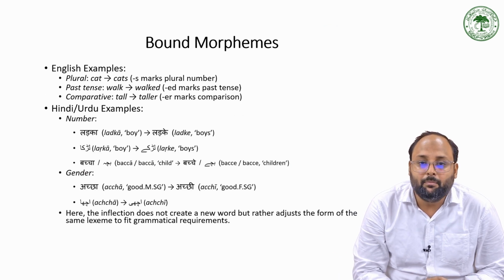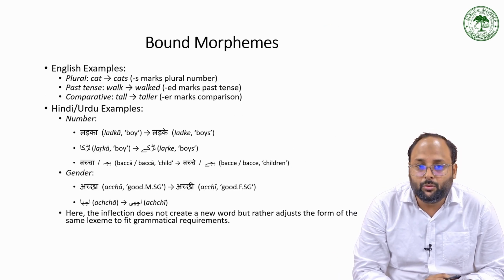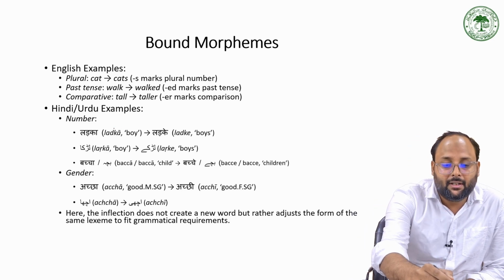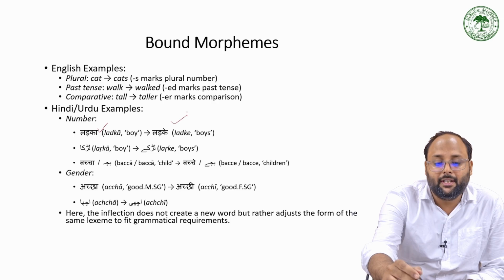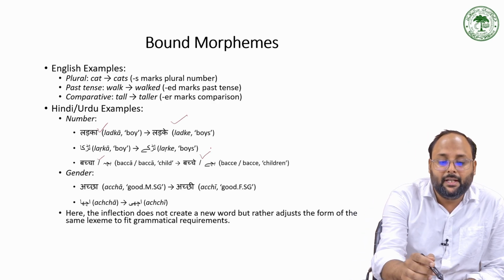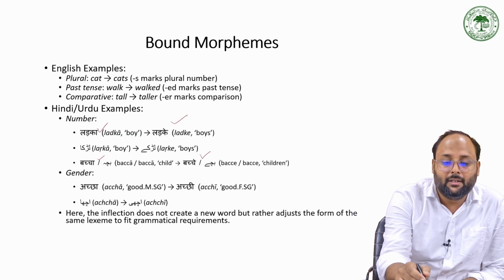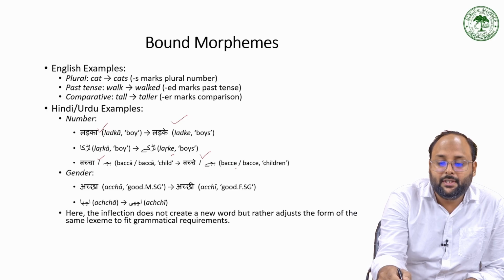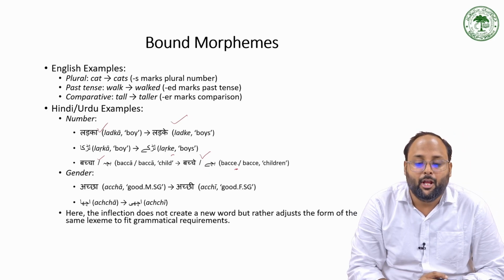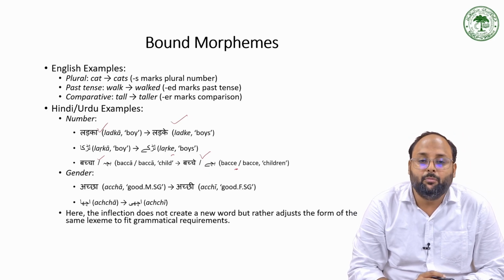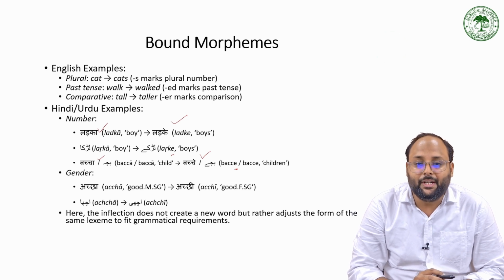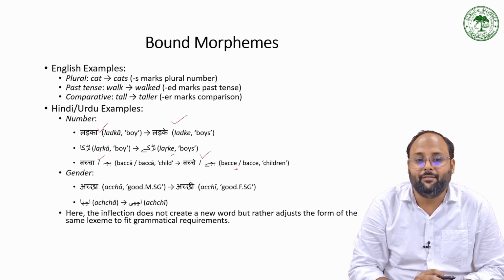So we have also examples of inflectional markers from Hindi Urdu. So the example here is ladka. So ladka changes into ladke, and bacha changes into bacche. So here the a marker, ladka changes into ladke and bacha changes into bacche. So this is the marker which is used for the plural in Hindi. So there is only a change in number. We are not creating any new word in this inflectional marker.